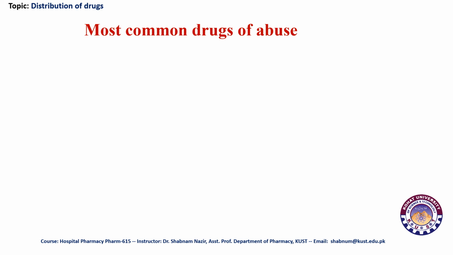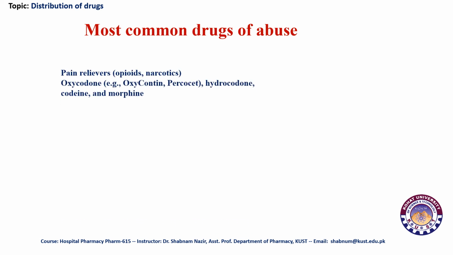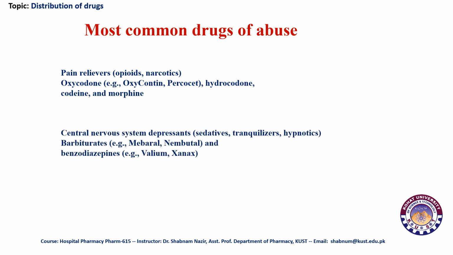The most common drugs of abuse in a hospital are pain relievers, including opioids and narcotics such as oxycodone, with brand names OxyContin and Percocet, hydrocodone, codeine, and morphine. Then there are central nervous system depressants, including sedatives, tranquilizers, and hypnotics: barbiturates with the brand names Mebaral and Nembutal, and benzodiazepines, which you are well aware are usually available under the brand names Valium, Xanax, and Lexotanil.